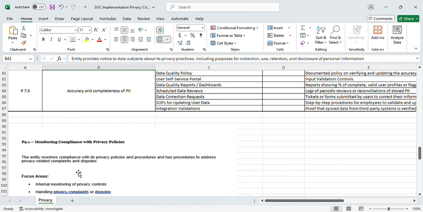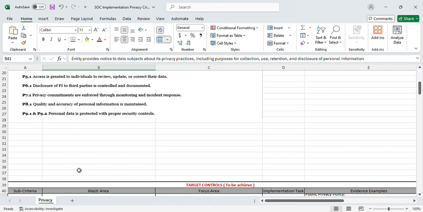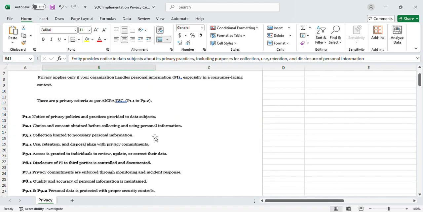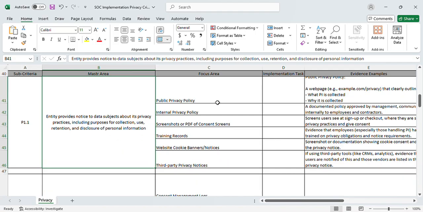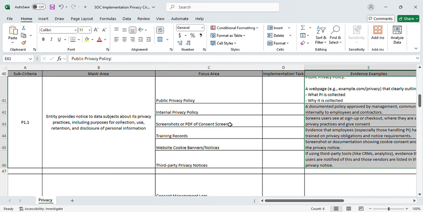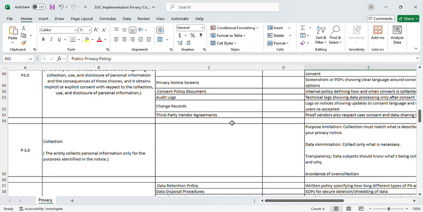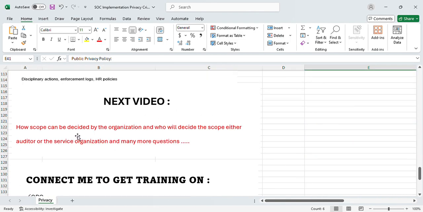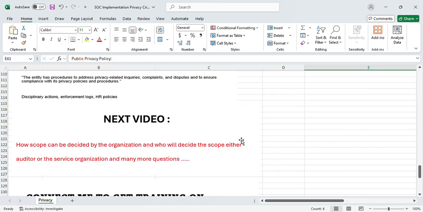So this is all about today's session, which is privacy control. We discussed the definitions, how to implement the privacy criteria, what the focus areas are, and how to compare the ideal AICPA SOC 2 privacy controls with respect to existing controls, and so on. And the next topic would be scope, how to decide scope, and the training parts.